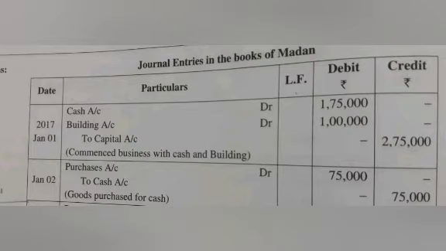Goods purchased for cash. So when we are going to purchase the goods, what comes in? That is purchase account. And while purchasing, what are we going to pay?